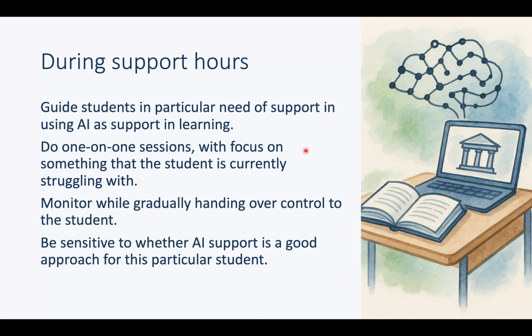Start with something that the student is actually struggling with right now, and show him or her how an AI tool could be used to get a grasp of a problem they're working with, or improving writing, or whatever it is. And then gradually hand over the control to the student. Let them explore and use AI tools to help their learning, and monitor while doing this, so they don't slide over into just using the AI for offloading.